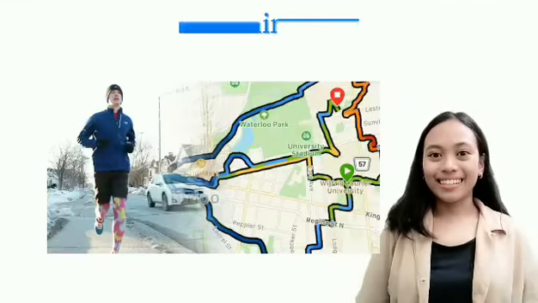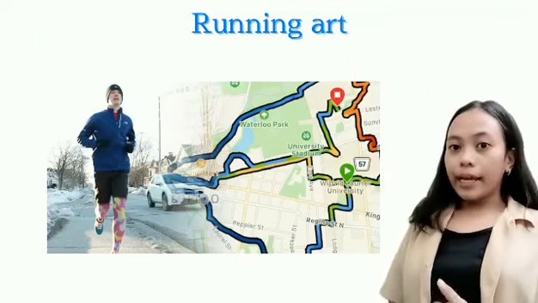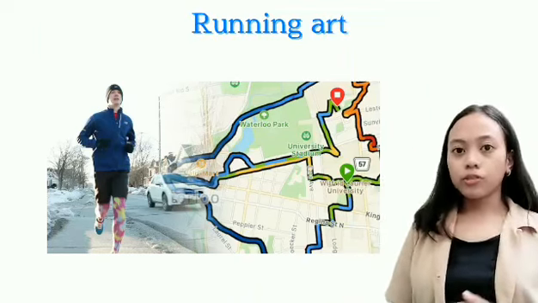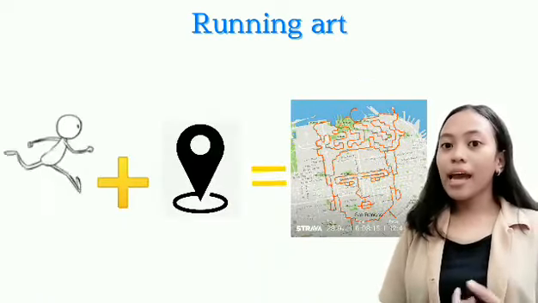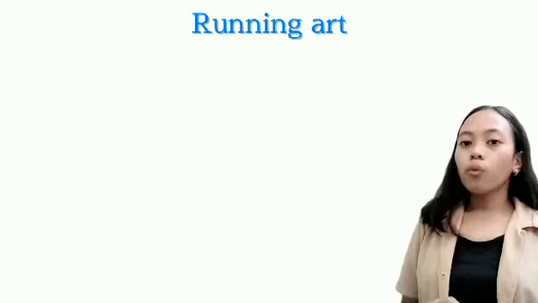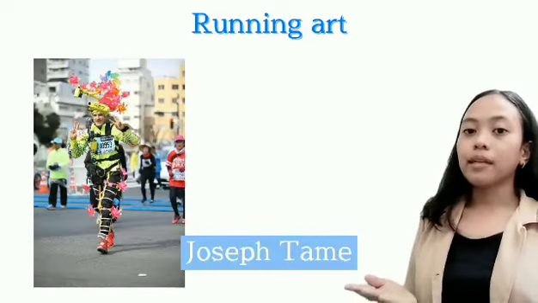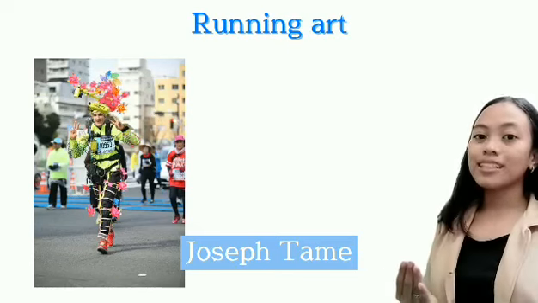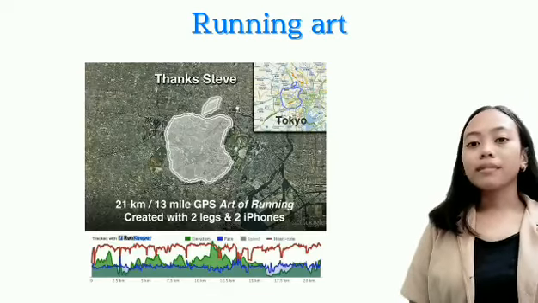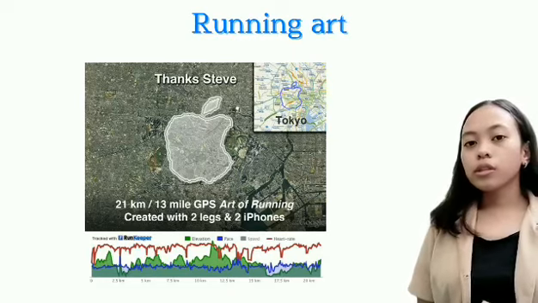Next is running art. This is when the artists use their trail to create images. It is done using sports applications and GPS capabilities to create images. One of the examples is made by Joseph Tame, a Tokyo-based performance artist who created the Apple Company logo as a tribute to Steve Jobs.